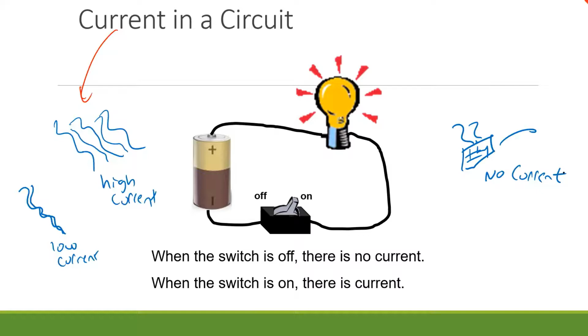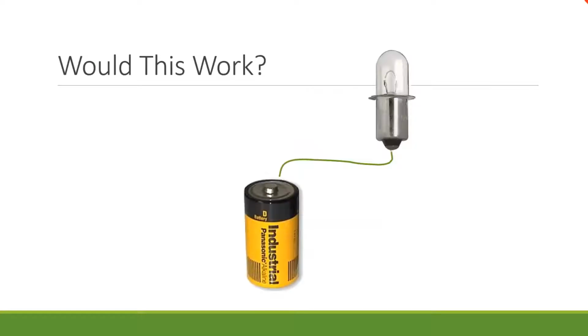What else can we talk about when we talk about charge and circuits and electricity? So here's a quick question. Would this work? Would this make the light bulb light up? Imagine this wire is actually connected to the top of this thing, and it's connected to the bottom of the battery.